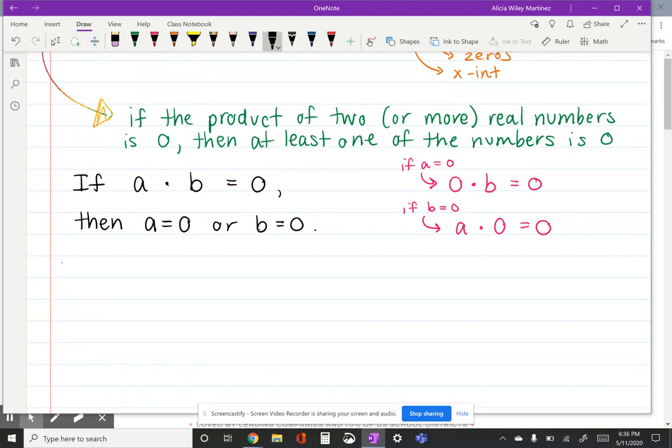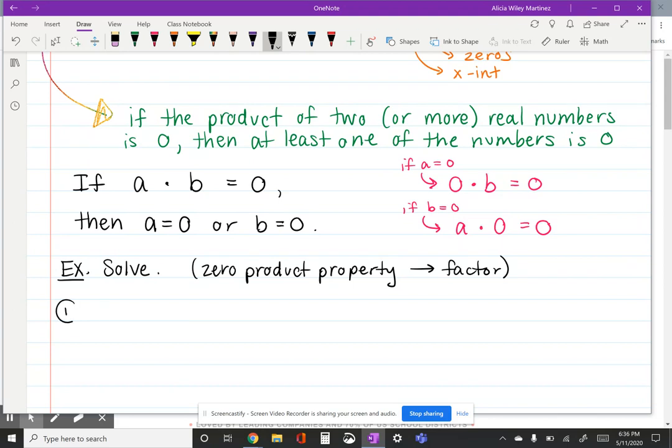So let's look at an example. In example 1, it's going to say solve, okay? And we are going to solve using the zero product property. The zero product property, when you see zero product property, I want you to immediately think factoring.